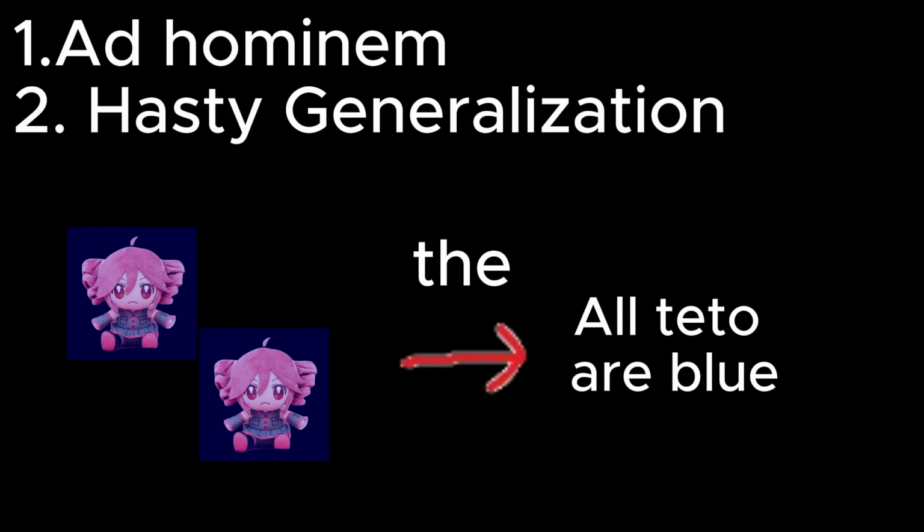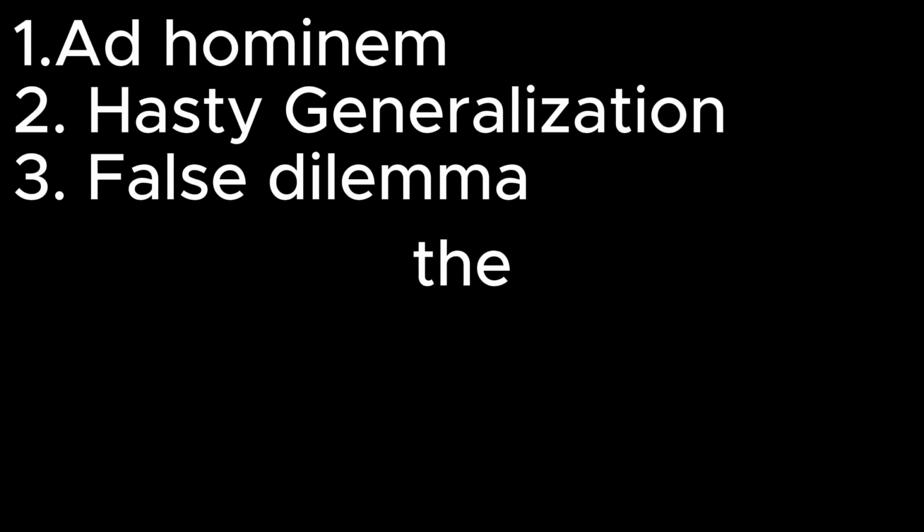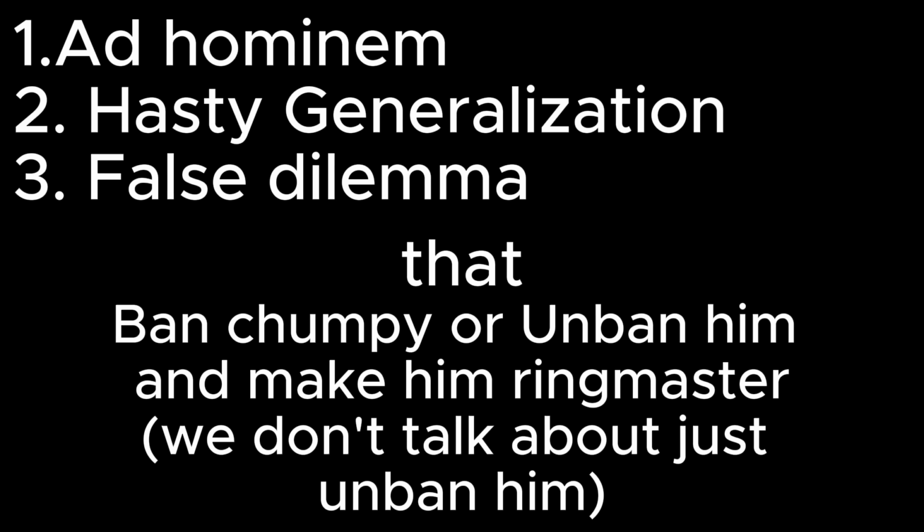Next is hasty generalization. This is when the arguer tries to induce but lacks sufficiency in the observed cases to do so. Lastly is the false dilemma, when the argument gives only two choices and ignores other cases that are possible.